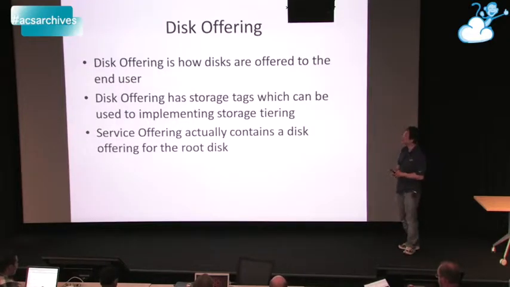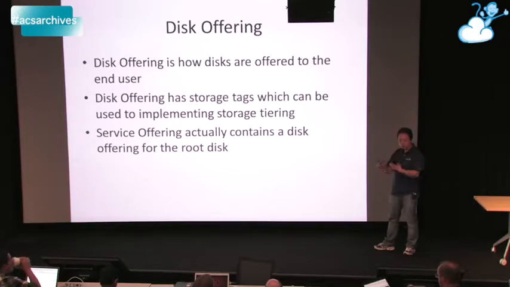So this offering is how an operator would show the end users what type of disk they're using. It has things like size and things like that to show this is the disk. And our service offering in CloudStack actually contains a disk offering for the root disk. That's something that most people do not know. So our service offering contains CPU and memory, but it also has disk characteristics for the root disk.